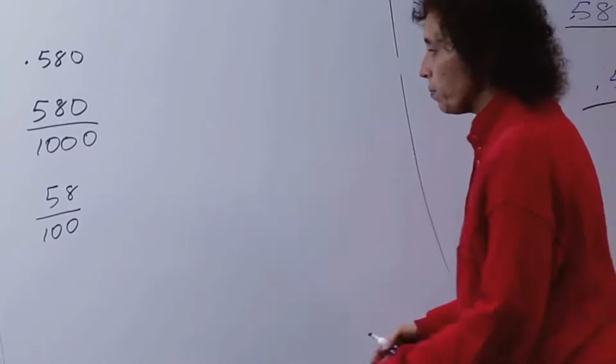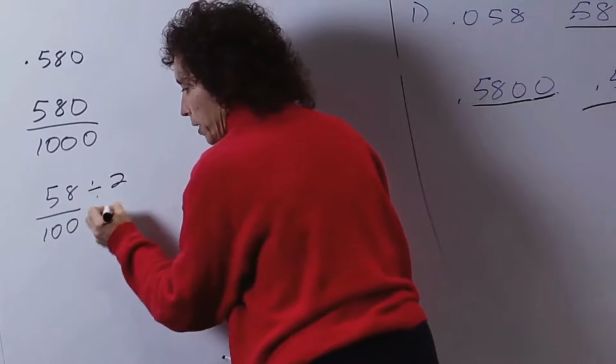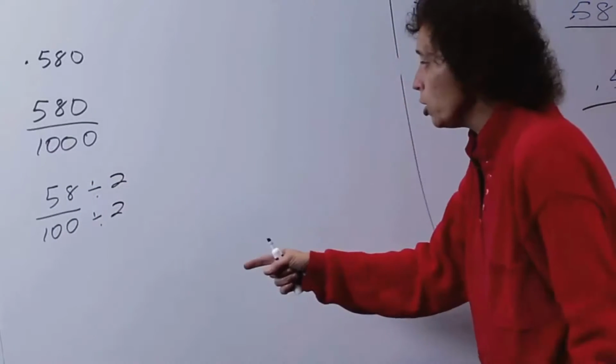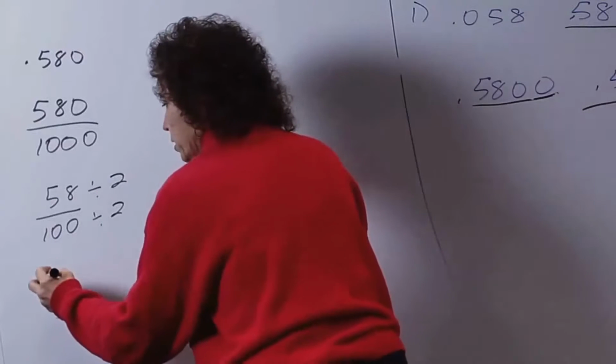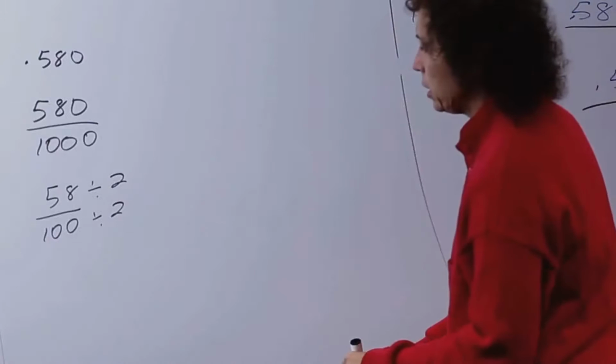Now let's divide by, all right, 2, because I can't think of a bigger number right now. Okay, if we divide by 2, then that's 29 over 50.